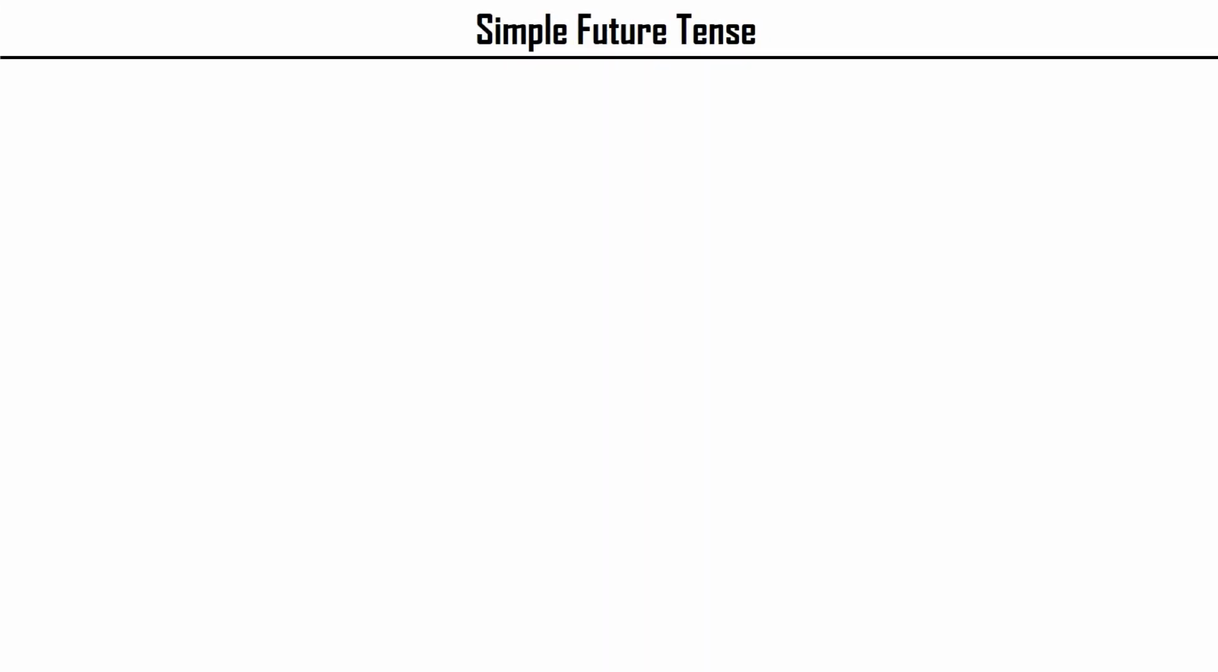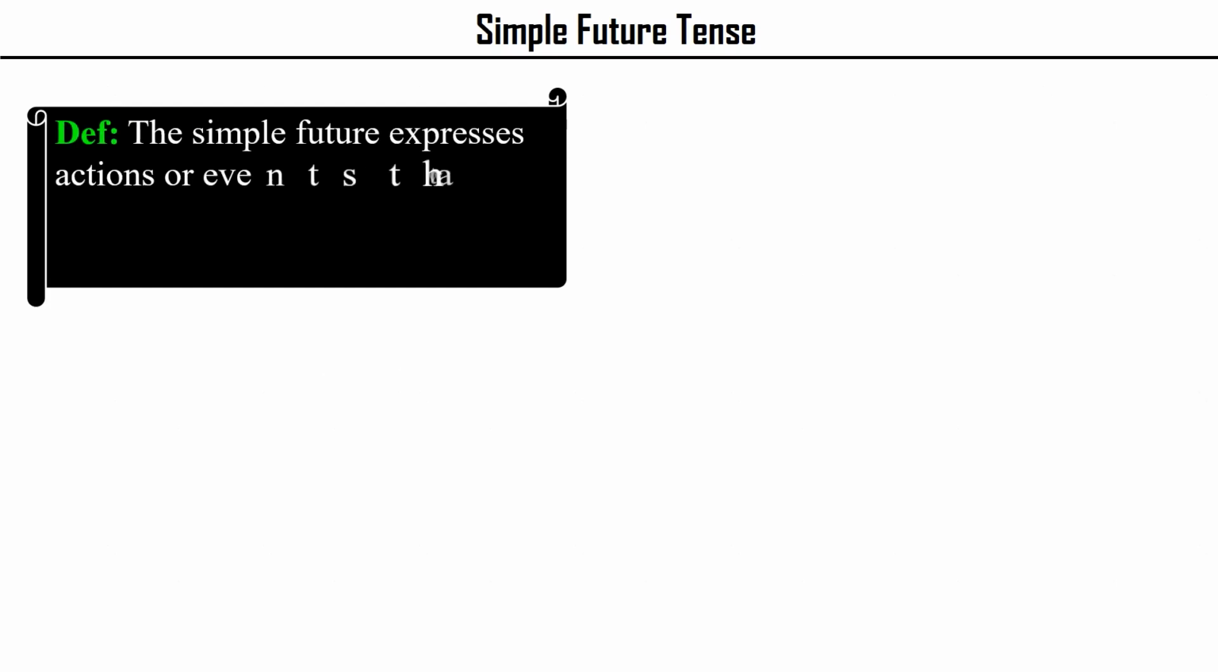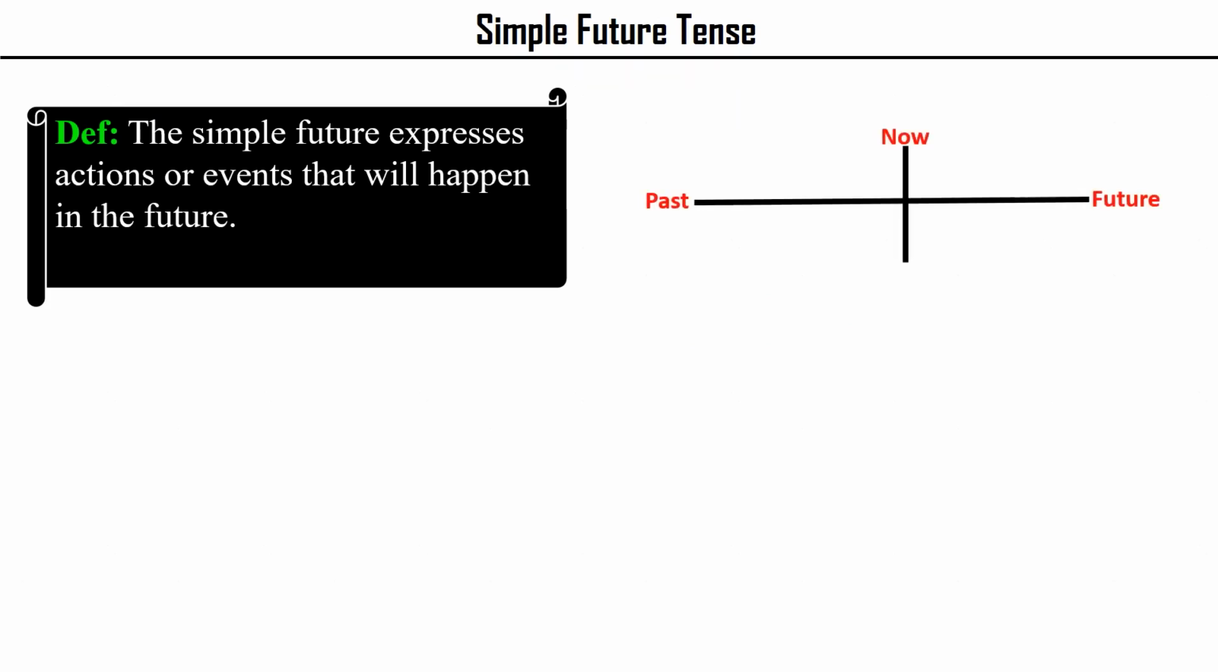What is the simple future tense? The simple future expresses actions or events that will happen in the future, after now. Let's look at the diagram. See, the action happens after now. When actions happen after now, we use the simple future tense. For example, I will help you do your homework. "Will help" is the simple future tense.